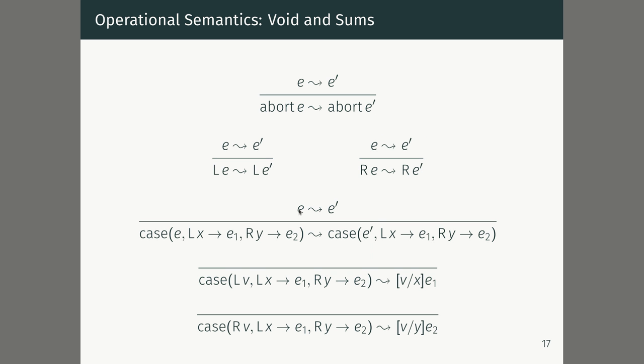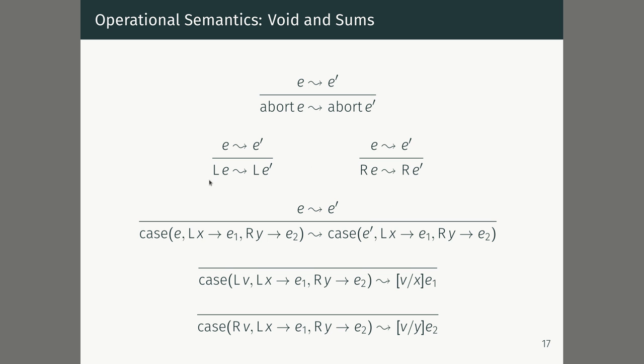So, similarly for the sum types, we're going to give a congruence rule for the void type. So if e steps to e prime, then abort of e will step to abort of e prime. And if you have a tagged expression L of e, you'll move it towards being a value by seeing if e can go to e prime, and if so, L of e will go to L of e prime. And similarly, R of e will go to R of e prime if e goes to e prime.